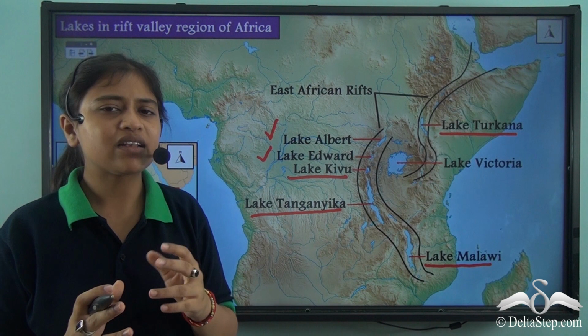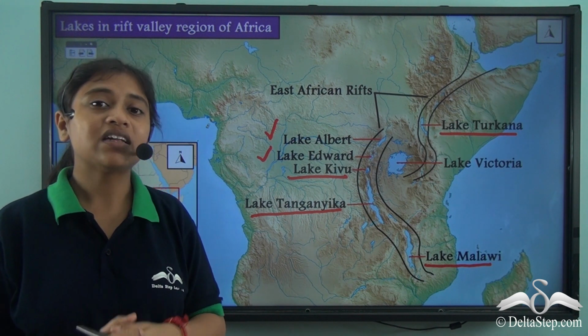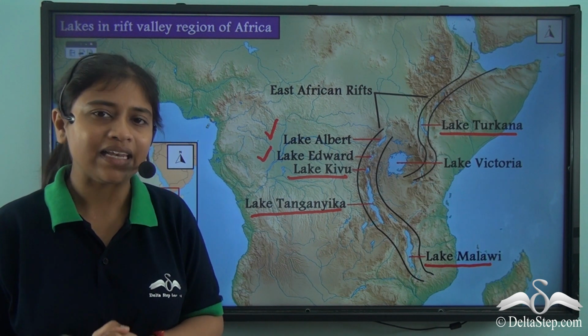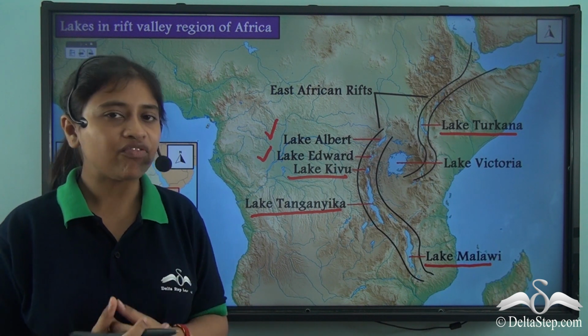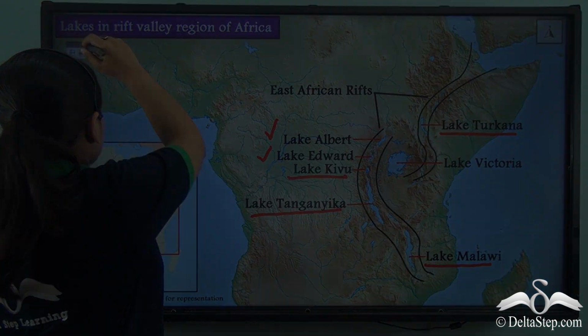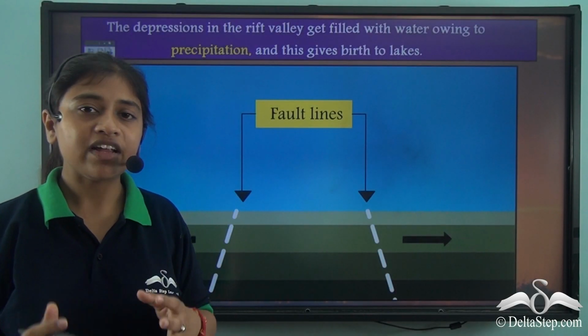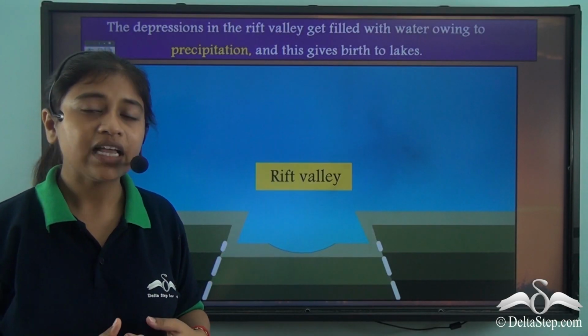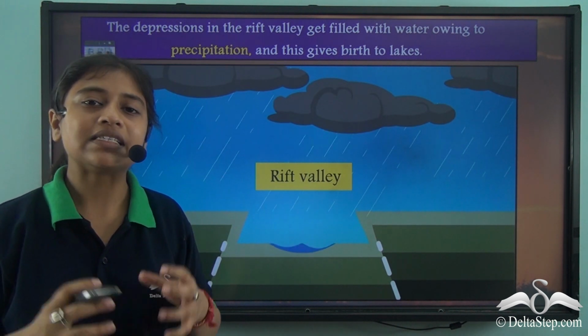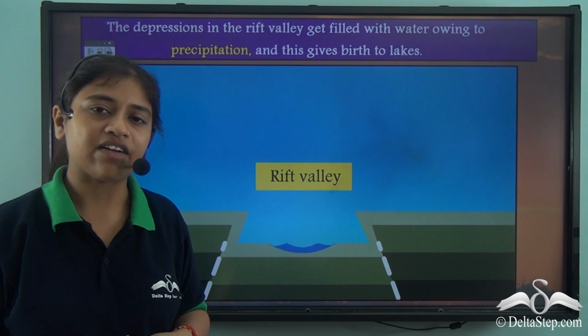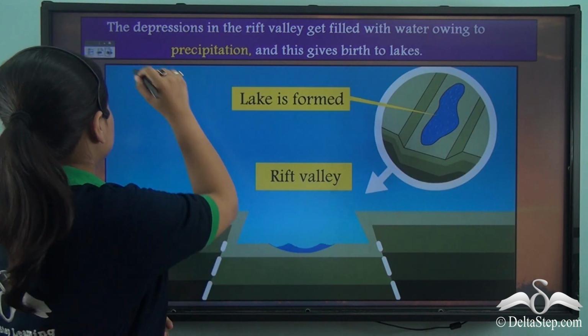Now, the question that might strike your mind is how do we have so many lakes in this depression or in the Rift Valley region? How are they formed? The depressions get filled with water due to precipitation, giving rise to the Rift Valley lakes. And a similar thing was found in the East African Rift Valley region.